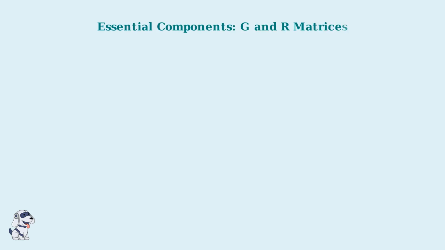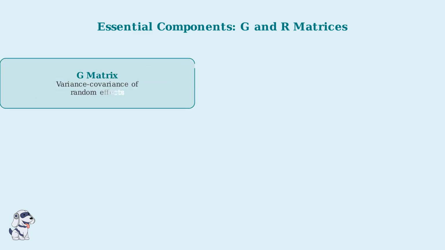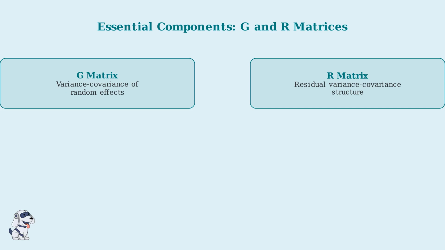In linear mixed models, two critical matrices control how we model dependencies and correlations in our data: the G matrix and the R matrix. The G matrix represents the variance-covariance structure of the random effects. This matrix captures how random effects vary and correlate with each other across different groups or subjects. The R matrix represents the residual variance-covariance structure. This matrix models the correlation pattern in the residual errors after accounting for fixed and random effects.